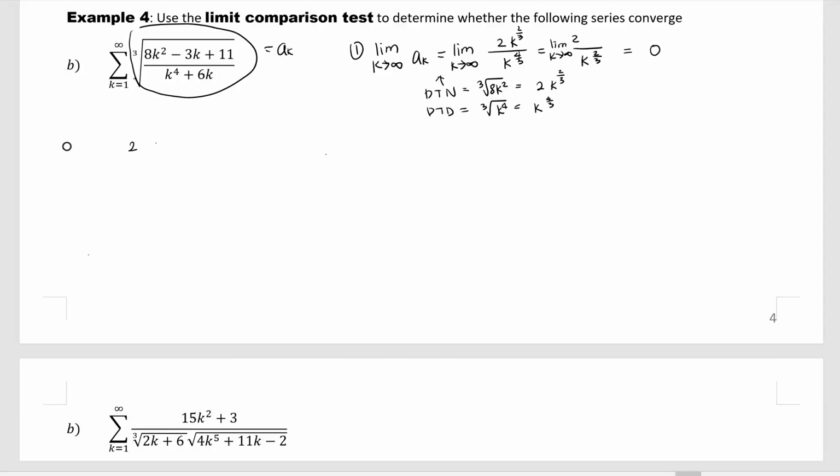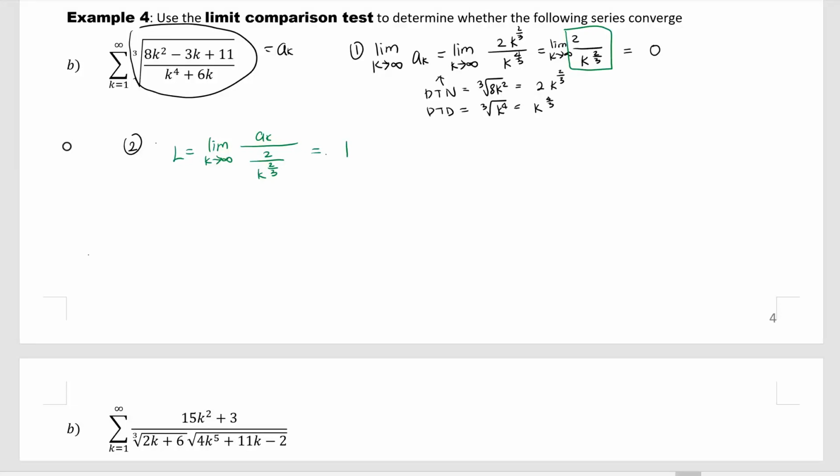So the second step: we also know that this is the series we want to compare with. L is the limit as k goes to infinity of a sub k over our series, 2 times k to the 2/3. And then we know the answer is 1, because we get this series by looking at the dominant term of the numerator and the dominant term of the denominator of a sub k.